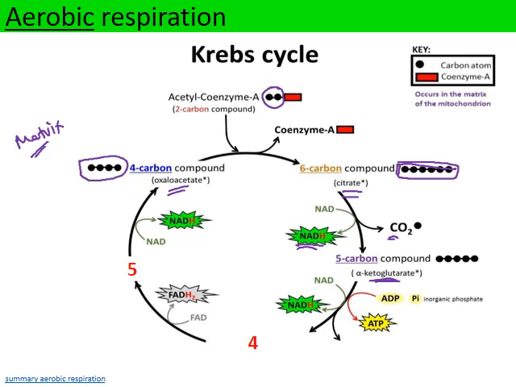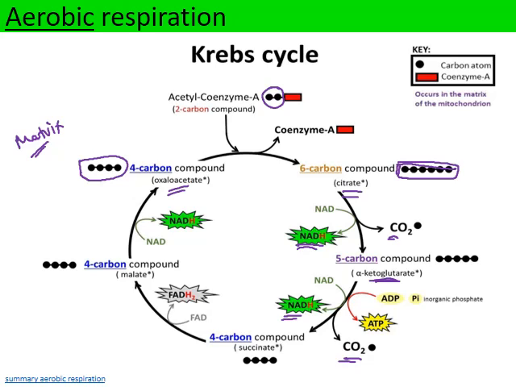Now the alpha ketoglutarate, the 5-carbon organic molecule, undergoes several different reactions. We know it's oxidized, so it loses hydrogen. So here we get a second reduced NAD in the Krebs cycle. We know it's also decarboxylated, so the 5-carbon compound will lose a carbon as carbon dioxide down here at the bottom.